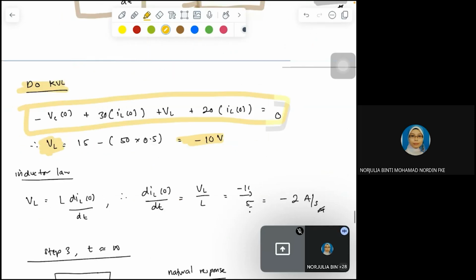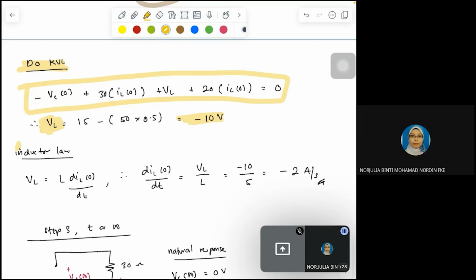Then, by applying your inductor law, V across inductor is equal to L times diL/dt. By having this value, we know that the value of diL0/dt is equal to negative 2 amps per second.